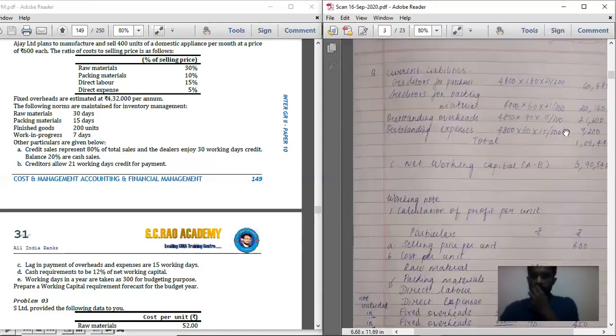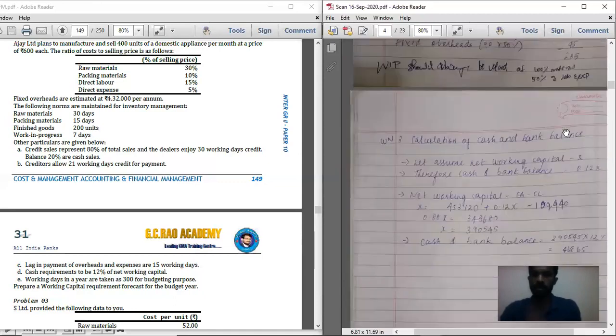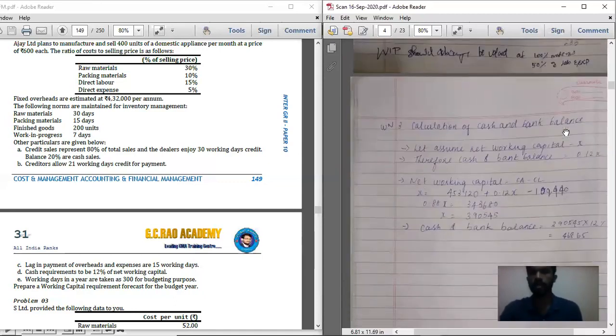Now come to the working notes. Below working note number 2, put working note number 3. Put the calculation of cash and bank balance. First arrow mark. Let's assume net working capital as X.